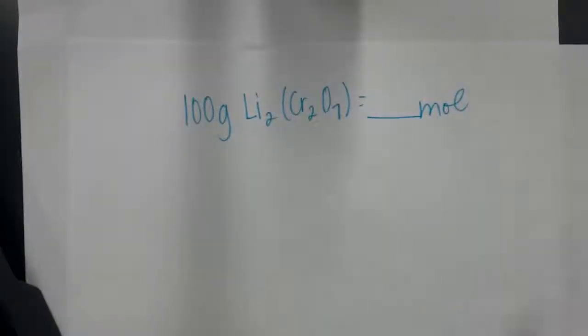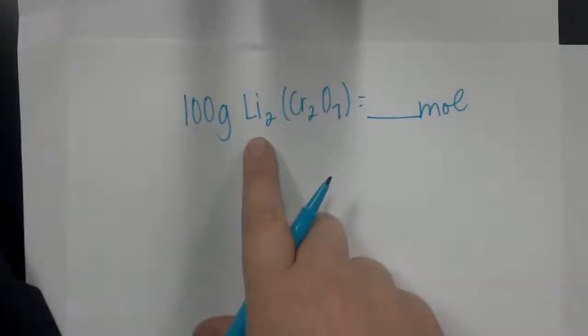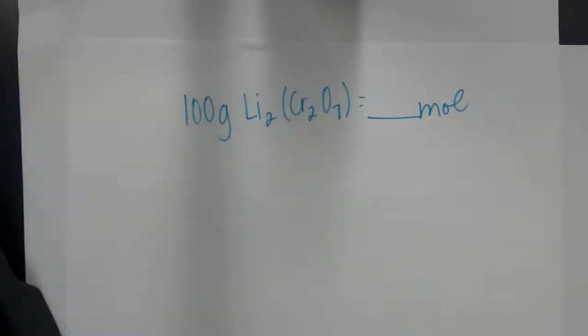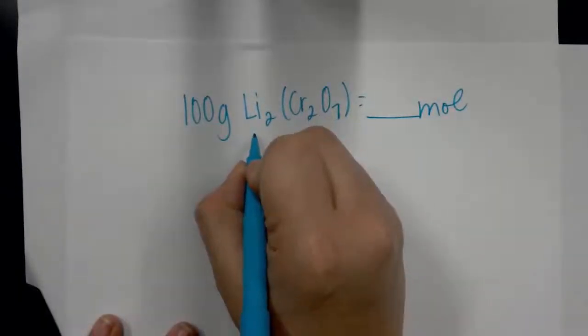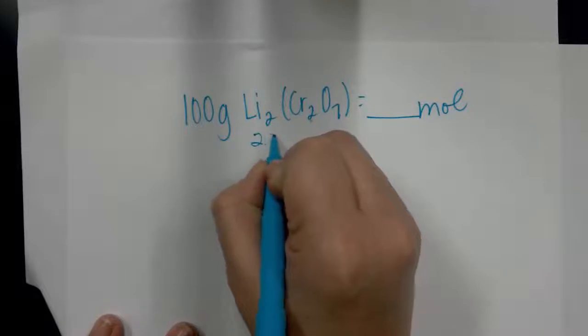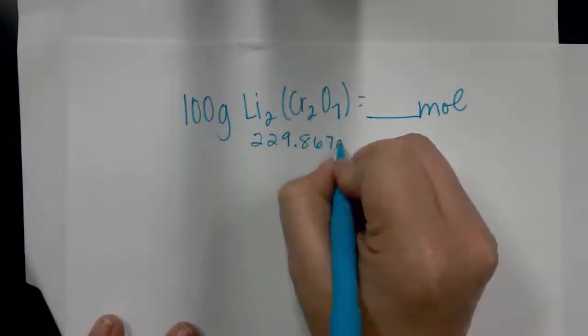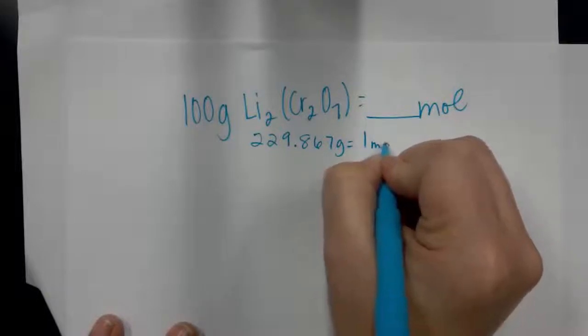The third one was 100 grams of lithium dichromate. I will tell you on this one, you were given the name, and so you had to swap and drop. Once again, there are notes on the website if you go back, if you're still struggling with swapping and dropping. The molar mass for lithium dichromate is actually quite large. It's 229.867 grams, and that equals 1 mole.